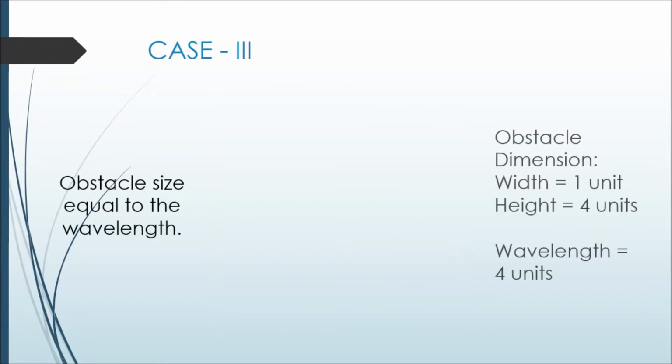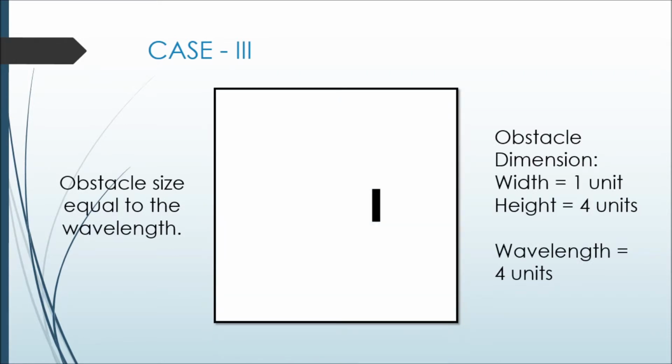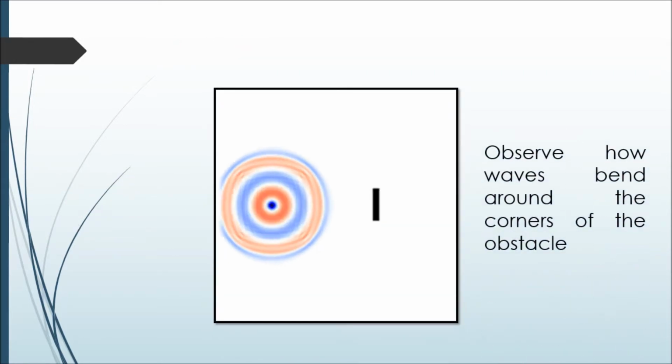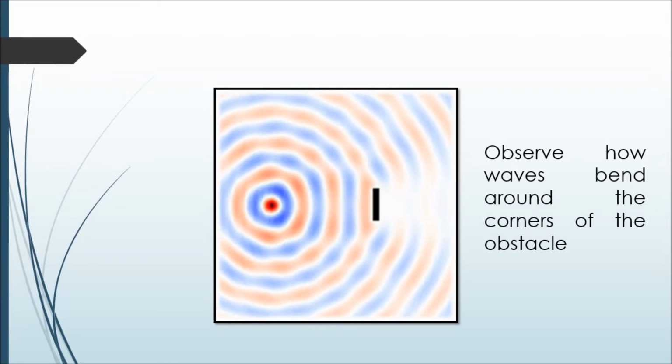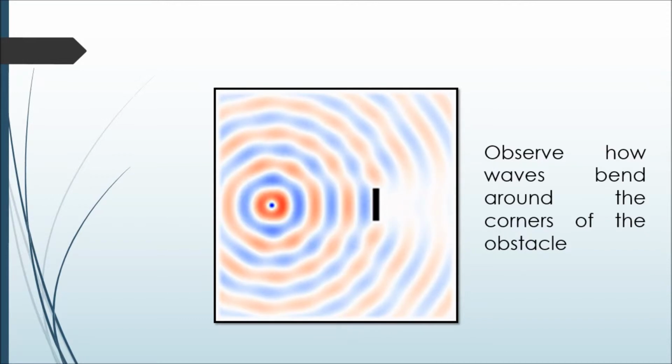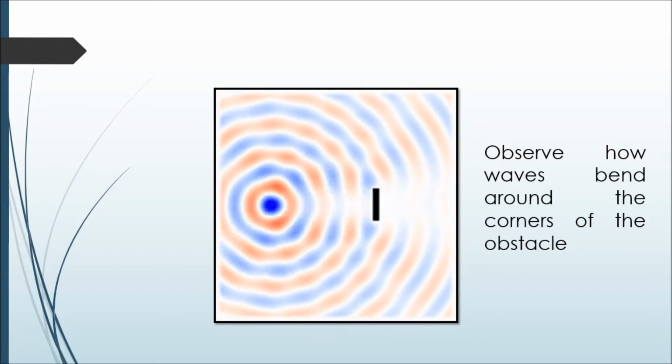So what happens now if we increase the obstacle size to the wavelength? You can see that there is diffraction, but it is not quite as prominent as in the first and second cases, but still there is bending of light around the corners of the obstacle.